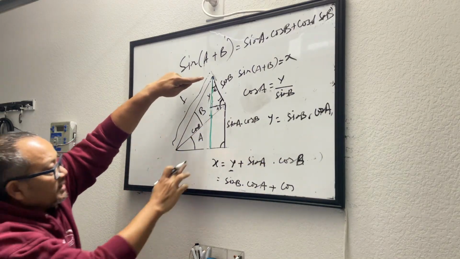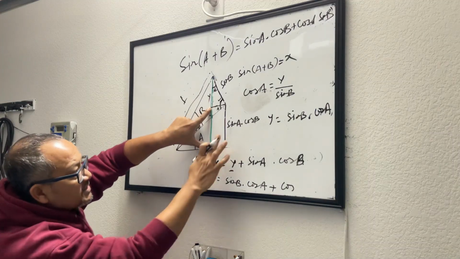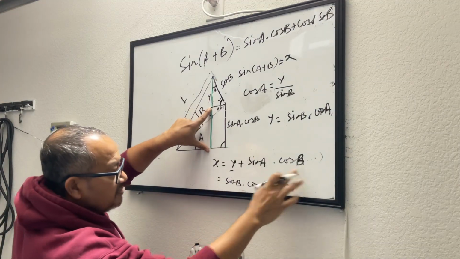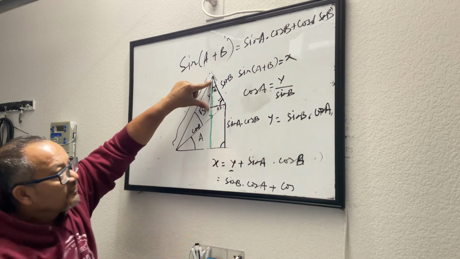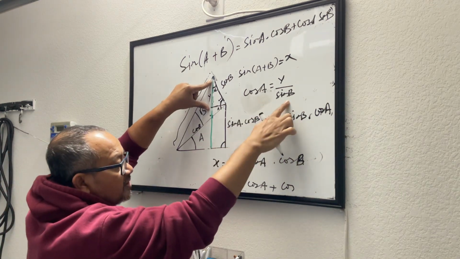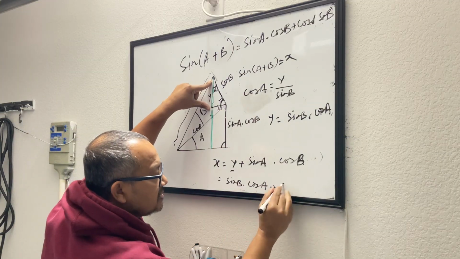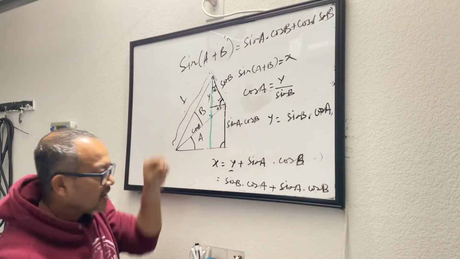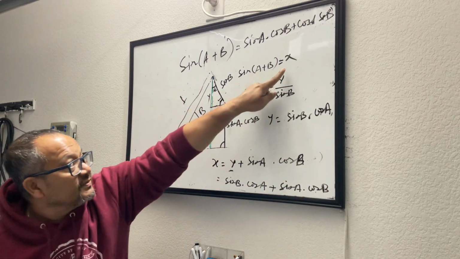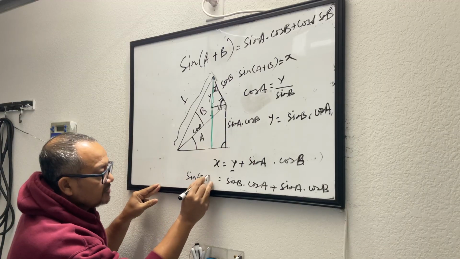So this whole length is this length y plus this length. This length is sine of a cos of b. And this y is nothing but we found out from here it is cos of a sine of b. So this one is, and this x, as we know, is equal to sine of a plus b.